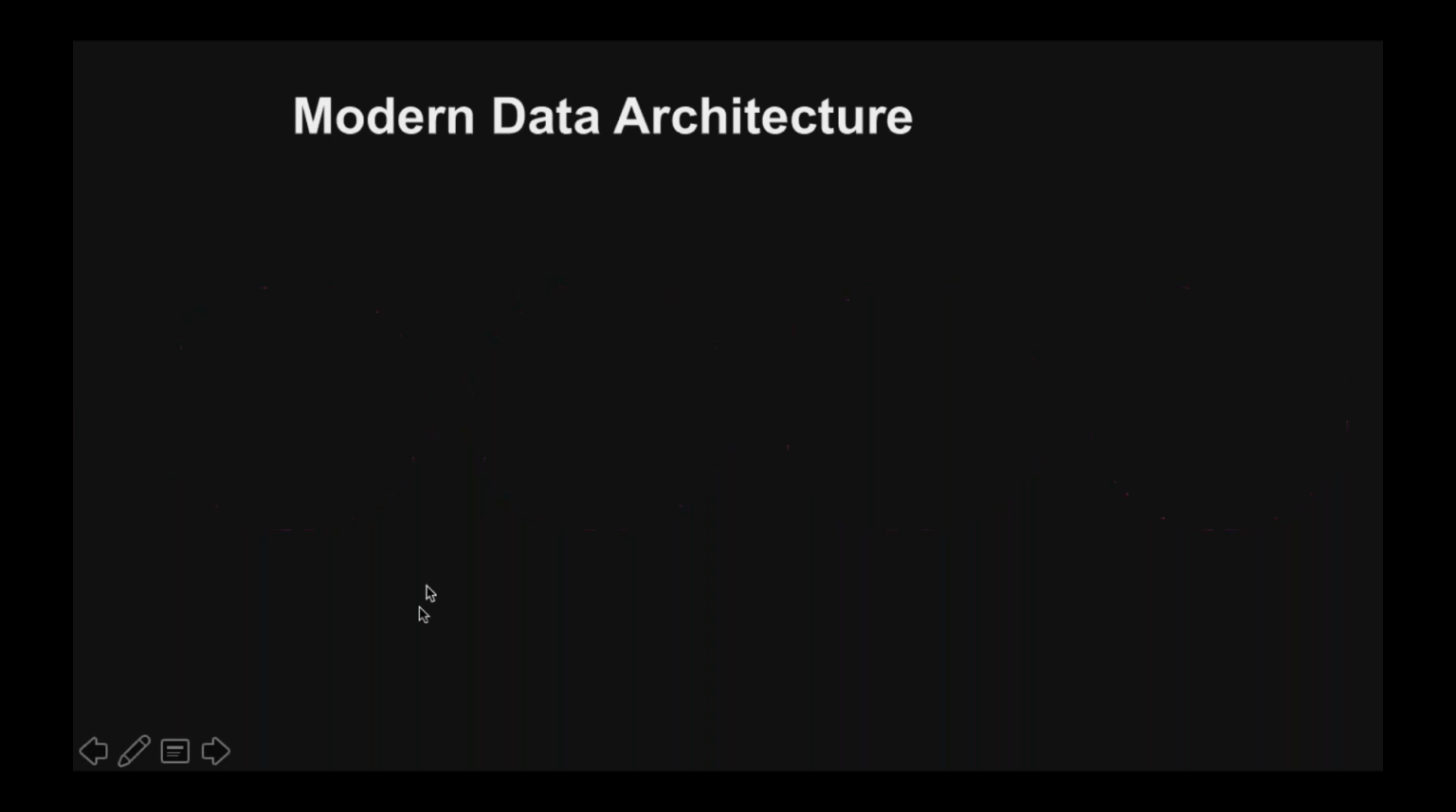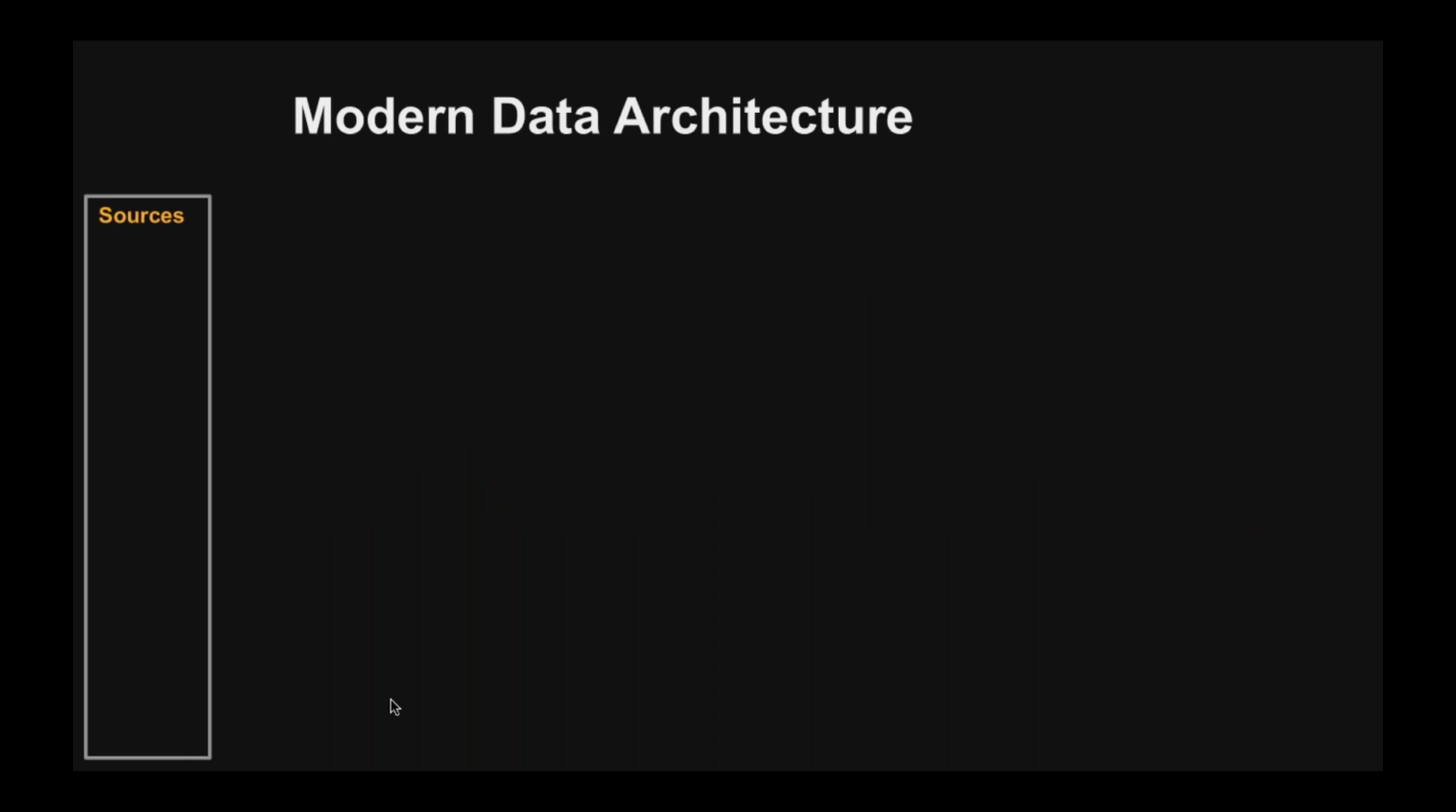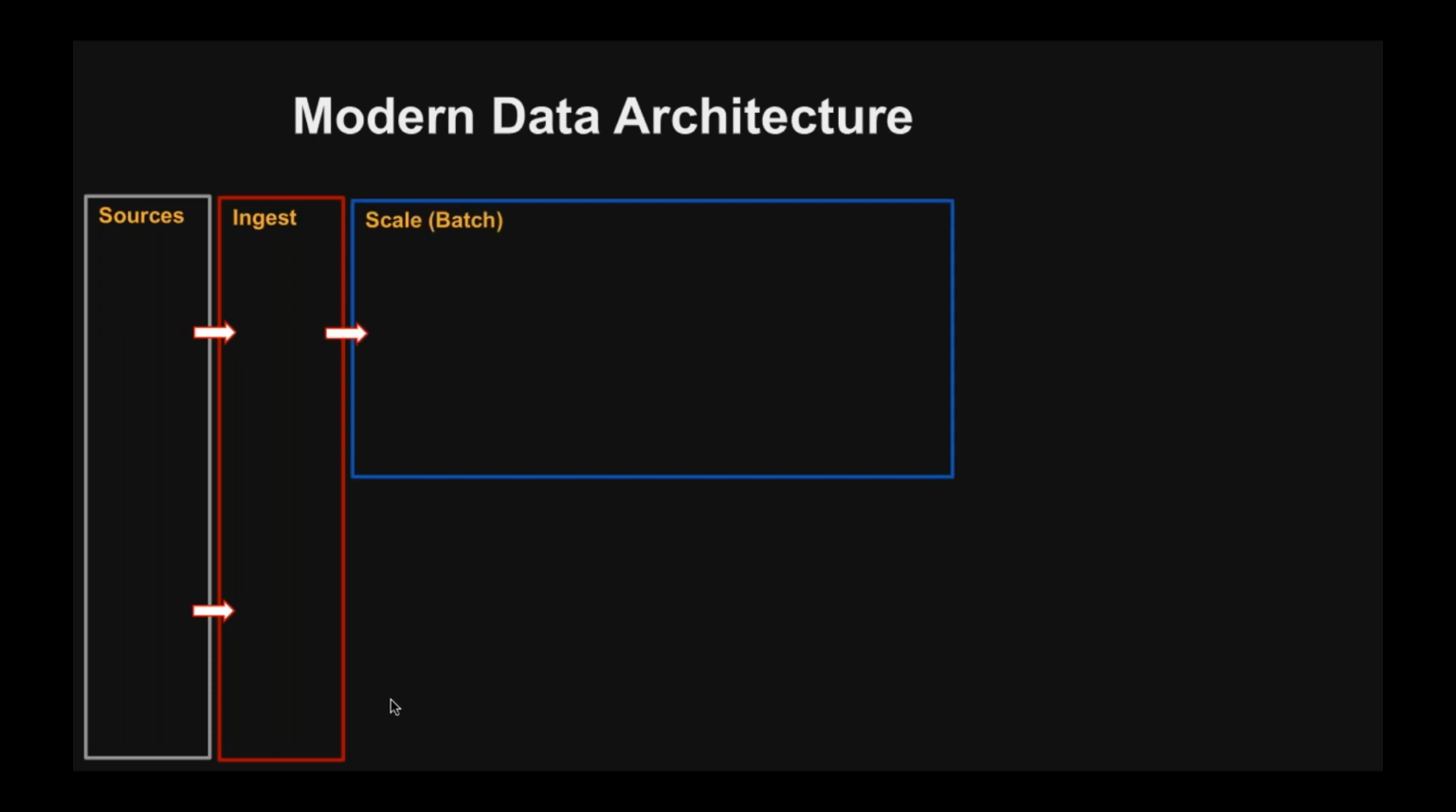So what we're going to do is look at this architecture through a bit of a framework, and that framework's going to start with the sources of data that you have, and then what are the options for ingesting those into your environment. And then we're going to look at 2 separate layers. The first is called the scale layer, or often called the batch layer. And this is where you'll do a lot of the batch processing that you need to do.